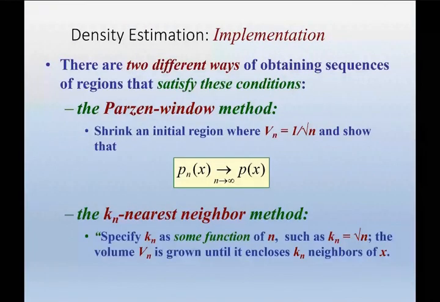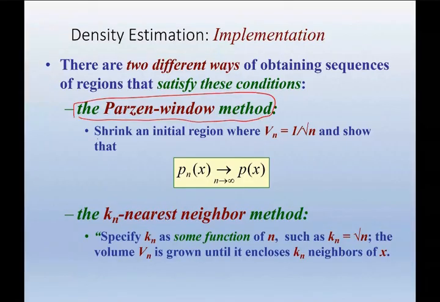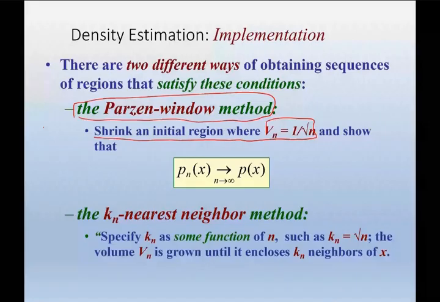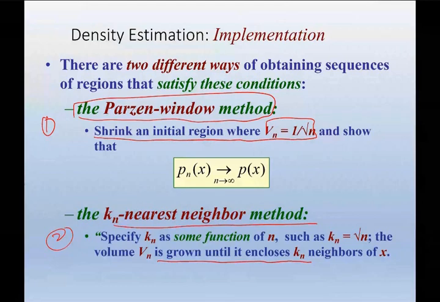Now there are two ways to obtain the sequences of regions that satisfy these conditions. One method is called the Parzen window method, which is the shrinking region method. The other one is called the k nearest neighbor method, which is the growing window method. So all these methods are window methods. What I mean by that, we will see in the next slide.